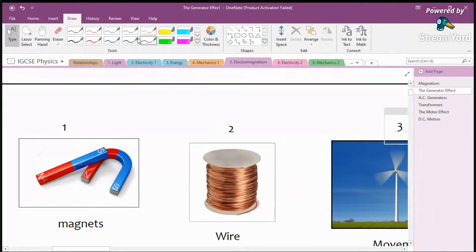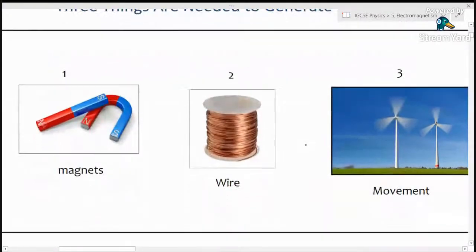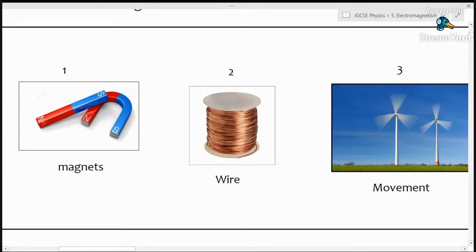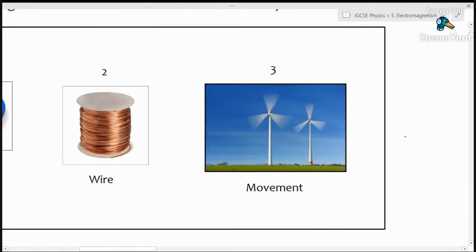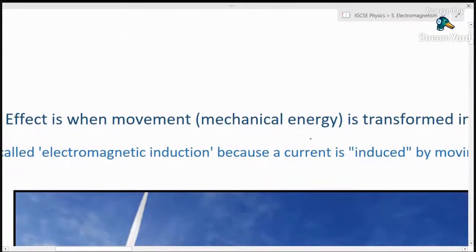So let me just move over to the pen tool here. Okay, so those are the three things required to generate electricity. You need magnets, you need some wire, you actually need a complete circuit, and you also need some movement. So let's see how this works.